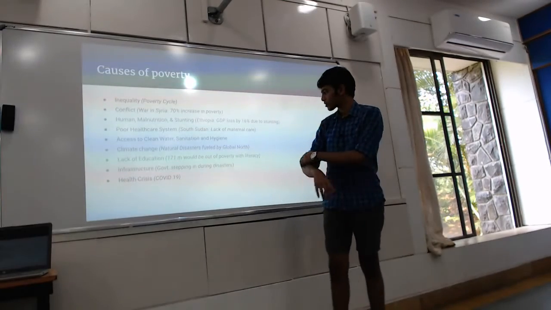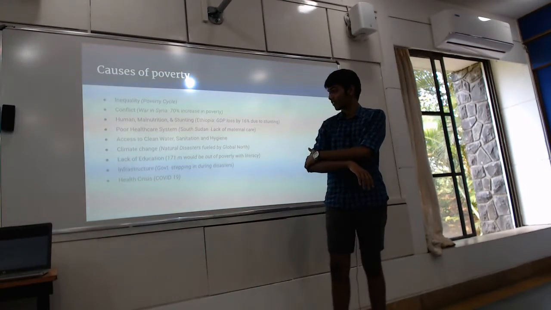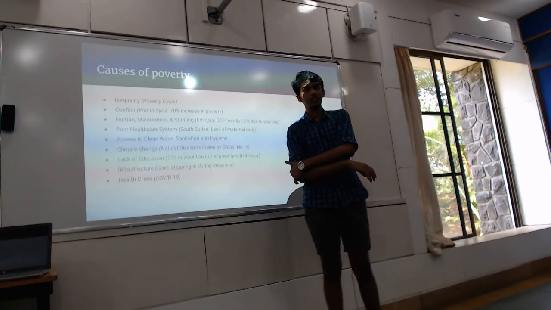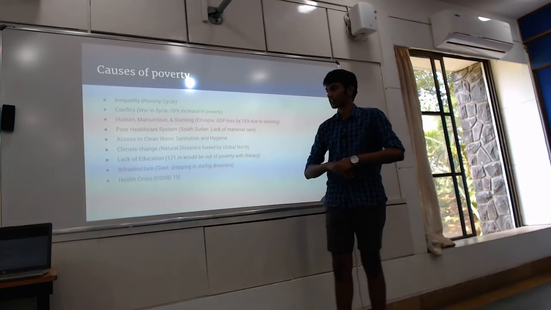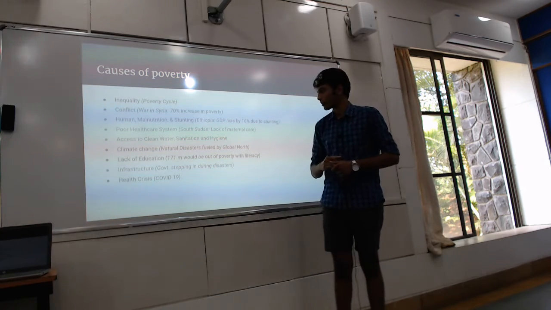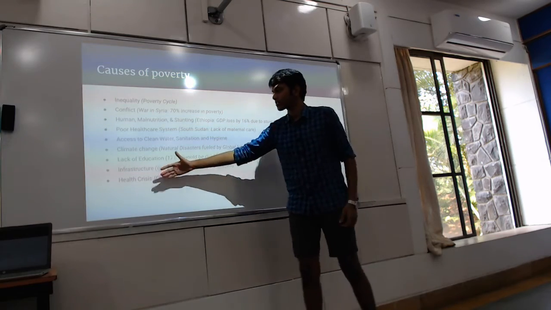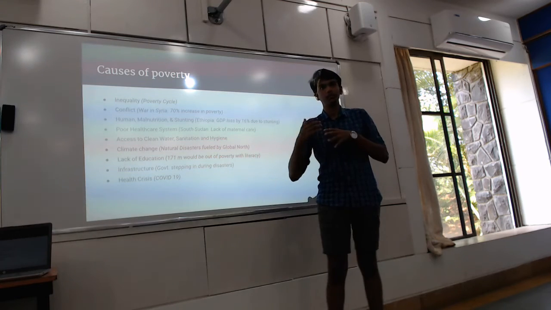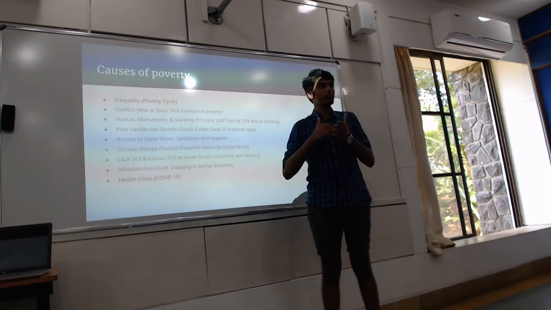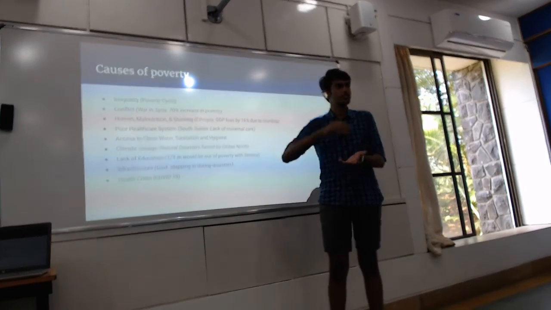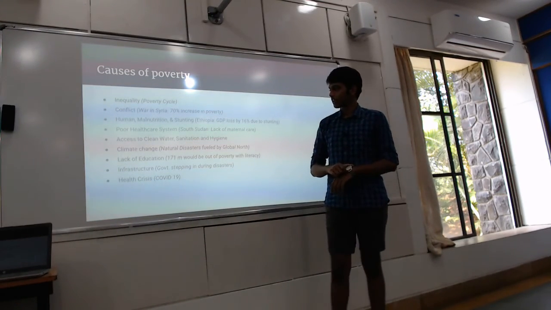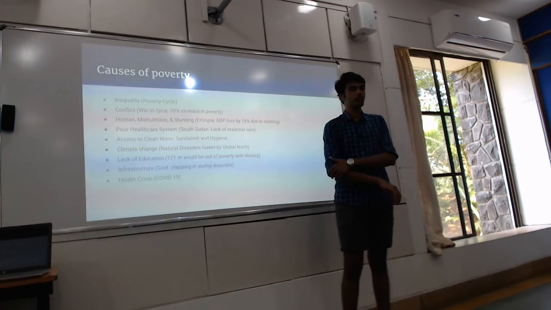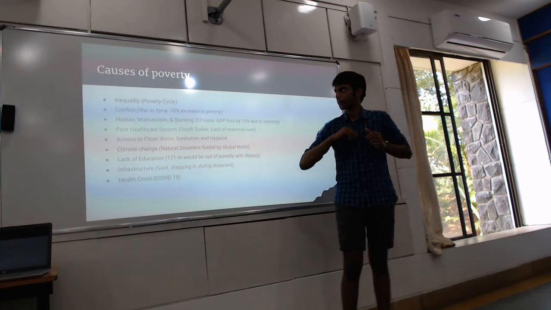Then we have lack of education. Nearly 171 million people would be out of poverty if they had basic literacy. That shows how important education is in moving people out of poverty. Then infrastructure, as we talked about before: whenever a natural disaster happens, if a country is developed enough, they'll be able to ensure that the disaster doesn't have much impact on their economy. Then we have health crises, and the best case study is COVID, when most of the countries were pushed into poverty.